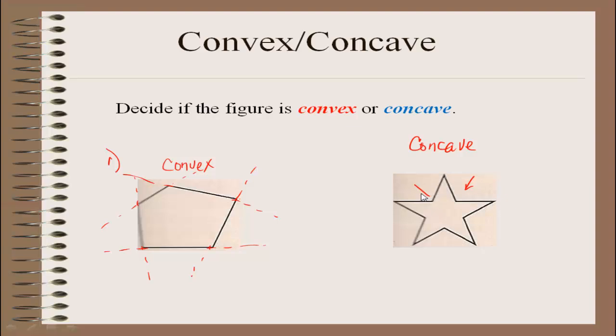So for this star here, I have many dents. I have a dent here. I have another dent. All of these dents, when I extend, for example, if I extend this side of the star, notice how one side of the extension will be inside here too. When I extend these dents, they all fall inside of the polygon. Okay? That's why this is concave. I hope this is clear.